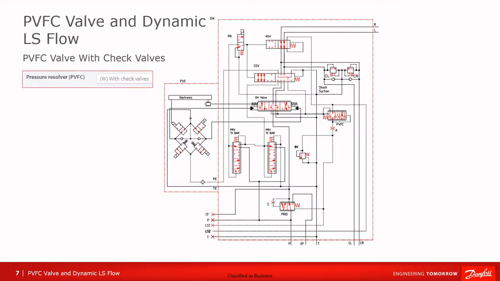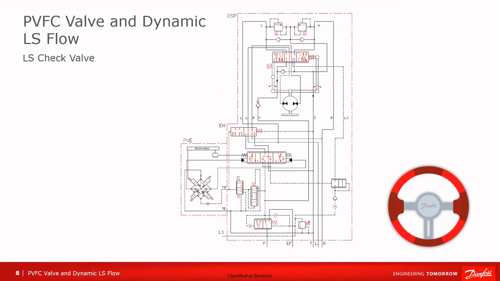If we have a PVFC valve with check valves, the PVFC works as a shuttle valve for use with the static OSP and inline EHI. This makes it possible for the LS signal from the EH spool to pass through the PVFC valve back to the priority valve. The check valve in the LS line allows the pressure to build back through, while stopping oil from flowing back through the check valve. This helps to prevent issues such as kickback.